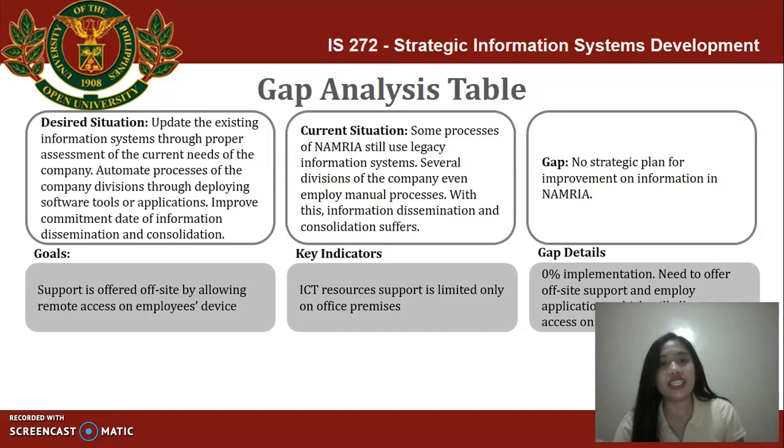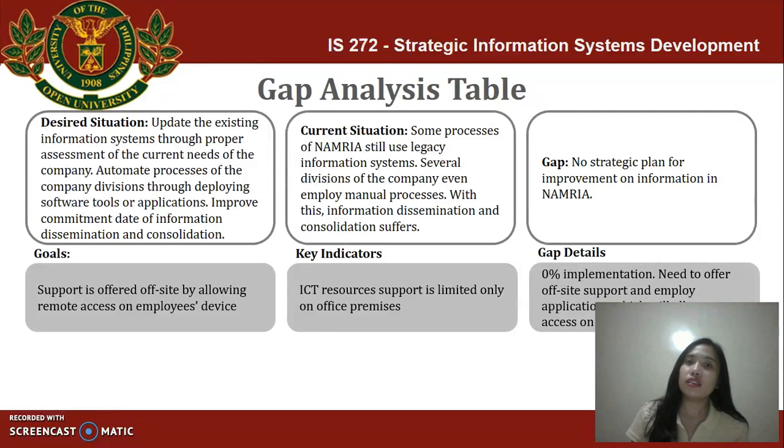Next key indicator is that ICT resources support is limited only on office premises. The goal here is to support employees even off-site. So there is a gap here and there is no implementation yet for bridging this gap. So with this, they need to offer off-site support and use applications that will allow remote access to the employee's device.